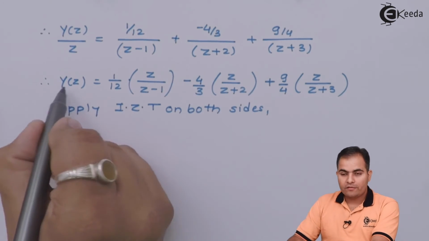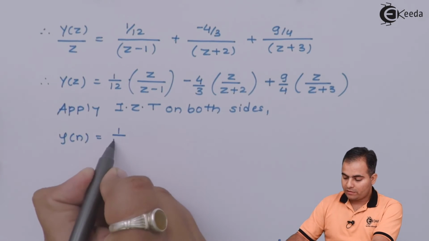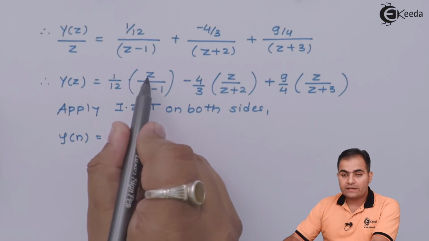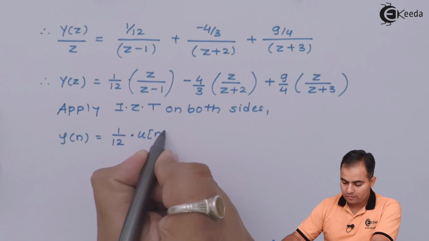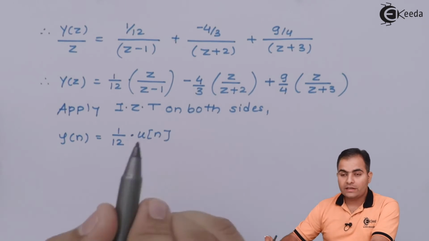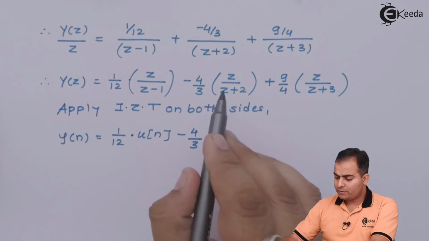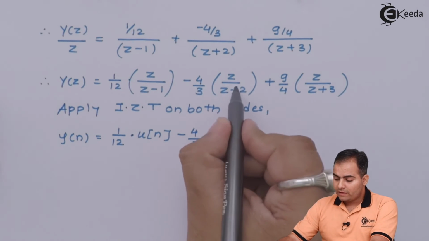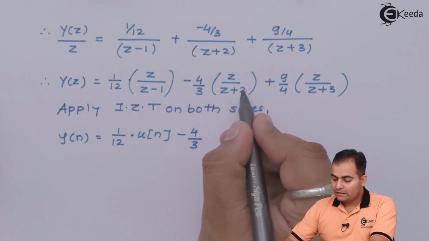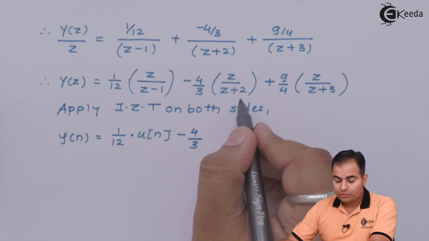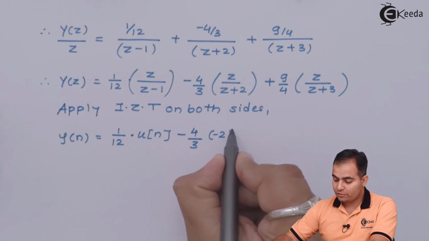So look at here, y of z inverse is y of n. 1 by 12 is a constant. And we know that inverse z transform of z upon z minus 1 is always u of n. Now the next constant term is minus 4 by 3. Here also, look at here, z upon z plus 2 we have. Now if I consider this, my a value is minus 2. So according to time scaling property, I can write this value as minus 2 raised to n.